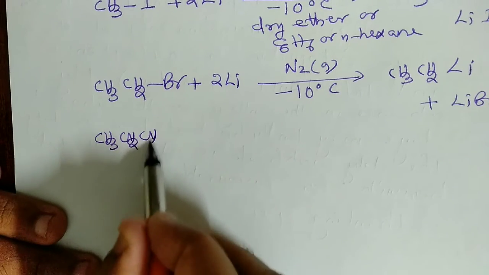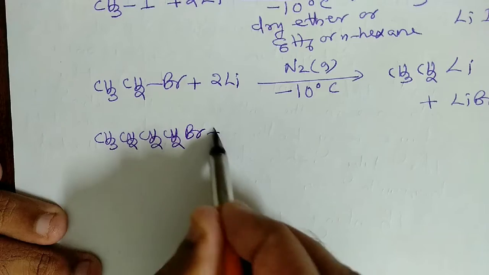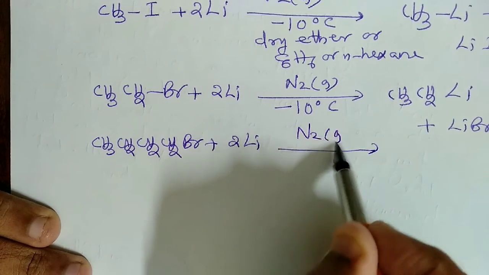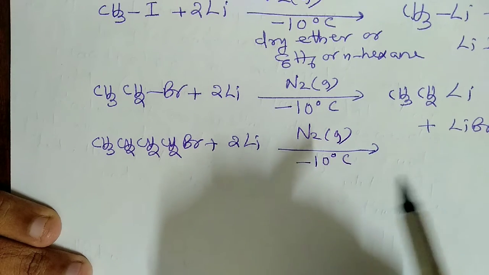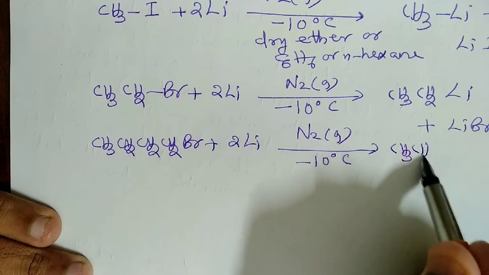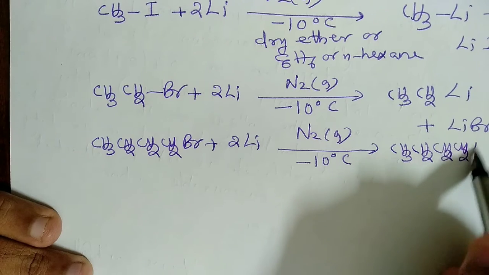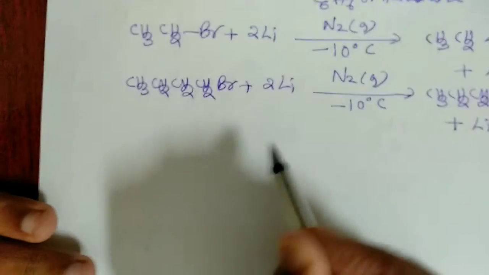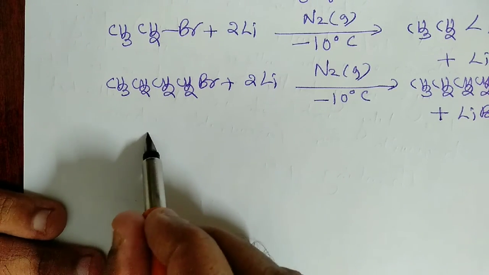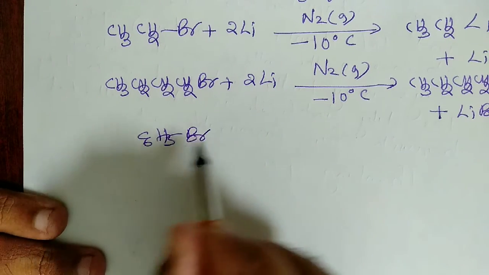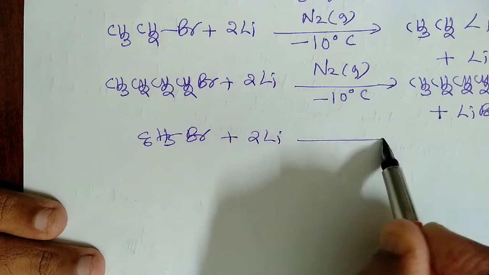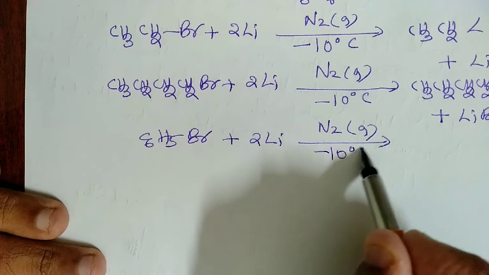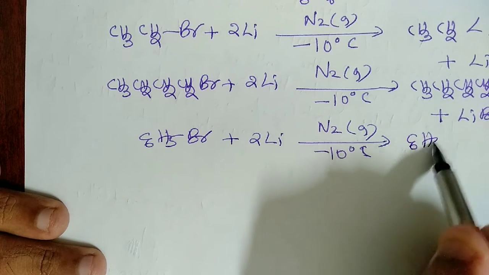Normal butyl bromide reacts with lithium metal in an atmosphere of nitrogen at minus 10 degrees Celsius and gives normal butyl lithium and lithium bromide. Bromobenzene reacts with lithium in an atmosphere of nitrogen at minus 10 degrees Celsius to form phenyl lithium.